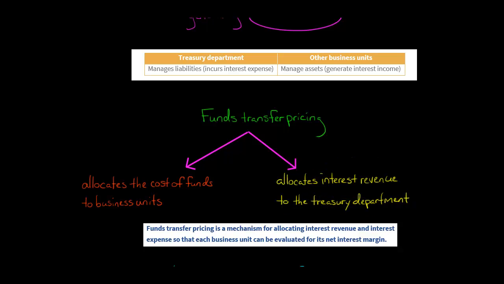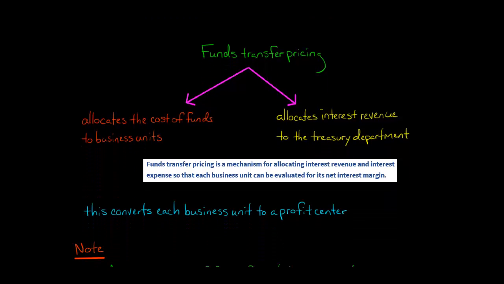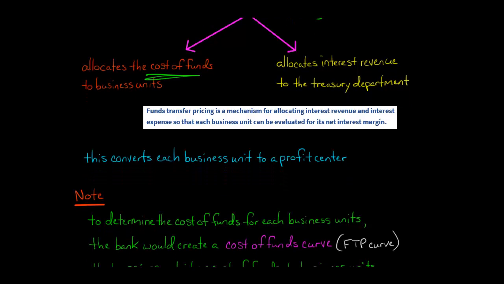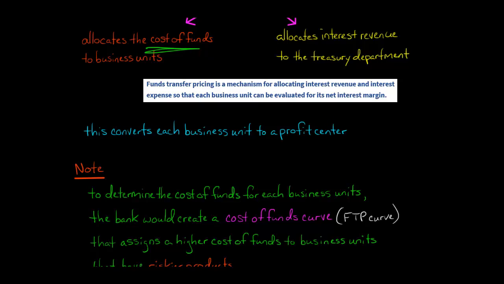So now each department can be evaluated as an independent profit center. Okay, we're trying to convert a cost center, the Treasury Department, to a profit center by allocating it some of the interest revenue, and then we're trying to turn the other business units into profit centers by allocating them some of the cost of funds, the cost of those liabilities. Right now, here's the thing.